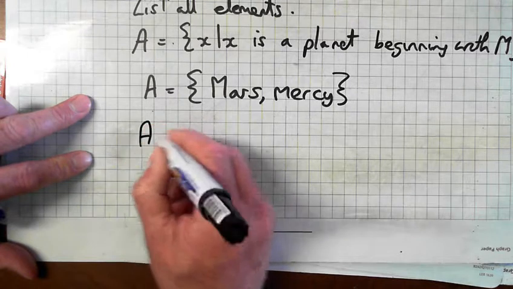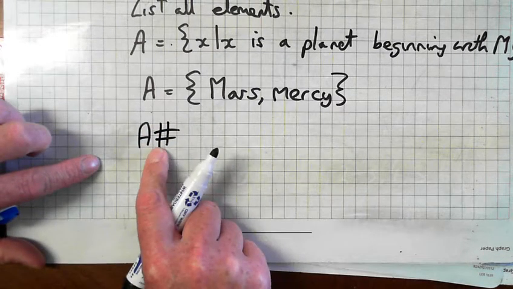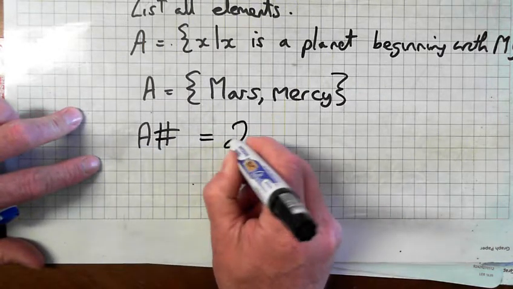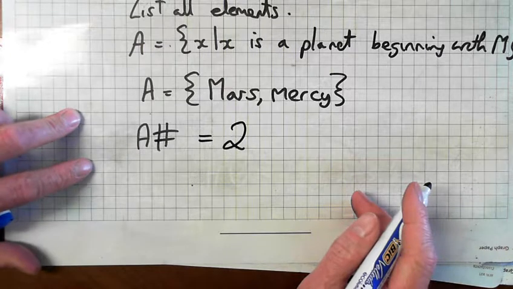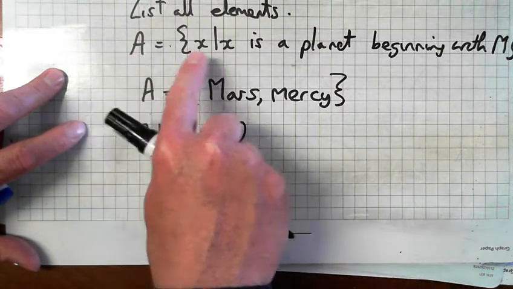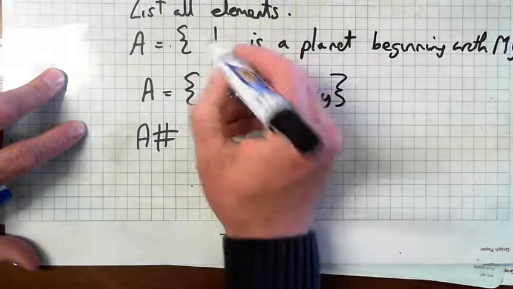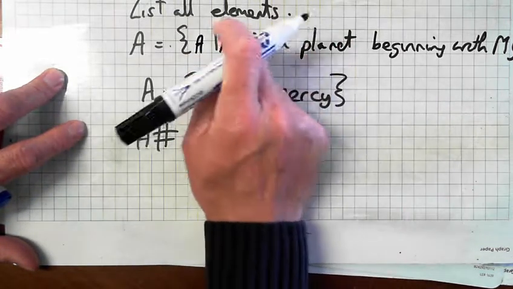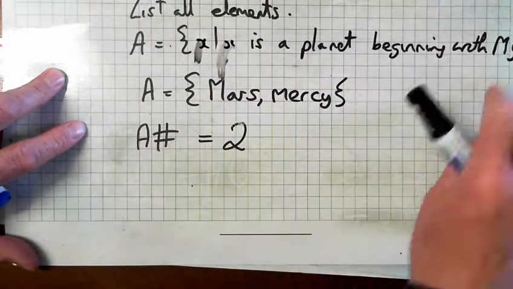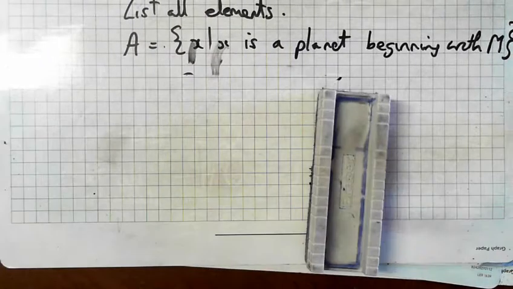Okay, so another step. What does the hashtag mean? Like you put words after. The number of elements in A is equal to 2. Alright, see this? So that was a statement. The elements of, I should have written A, I'll leave it as X. So all the planets beginning with M. Okay, so that's a statement. Let's see.